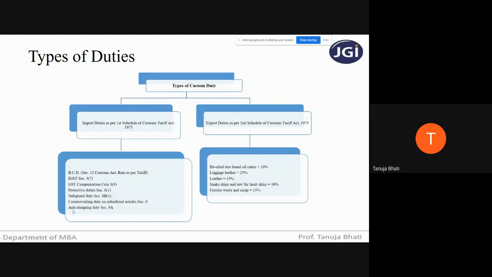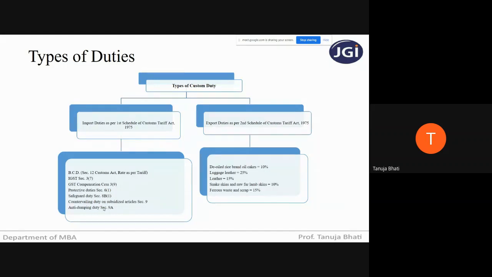Now next is anti-dumping duty. What do you mean by anti-dumping duty? Suppose the value in the exporting market is more than the export price. So when you are importing goods from China, the value of the goods that you're importing is very cheap, very less.